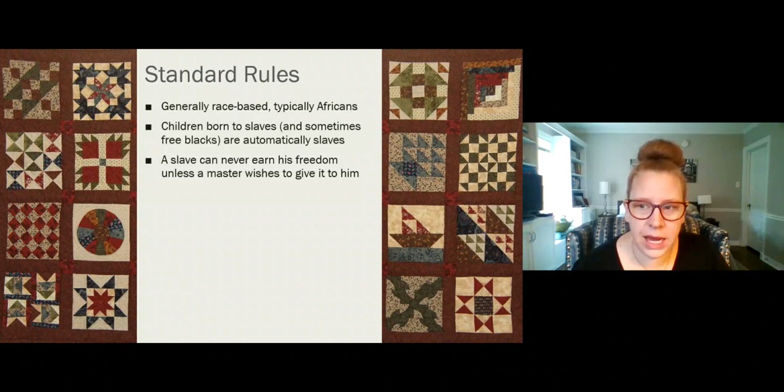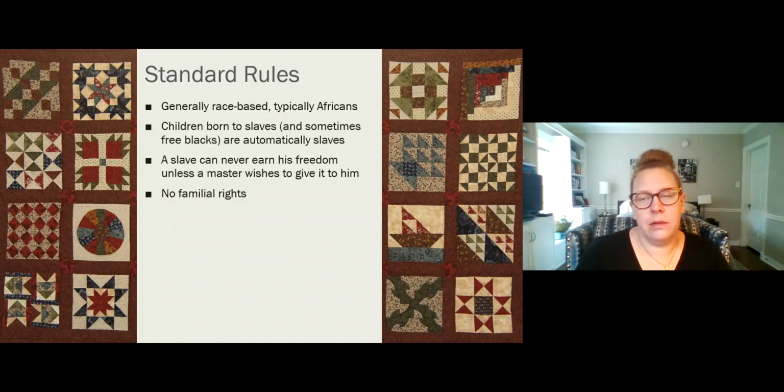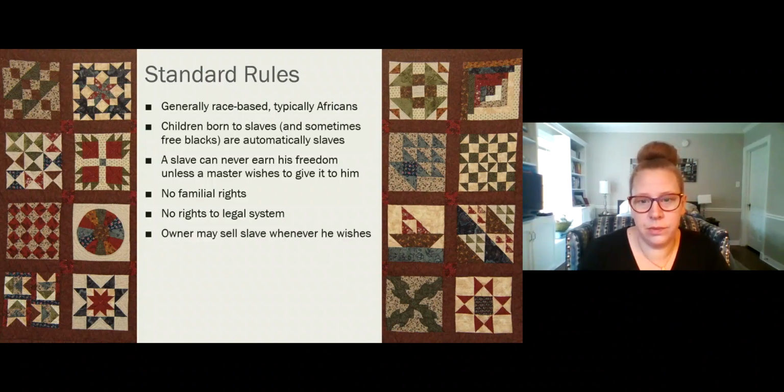By the way, the background of this slide is a quilt that's actually a map of the Underground Railroad, which of course is the most famous way in the United States. People ran away. And it had to be in all kinds of symbols because, of course, it's very illegal to have a map of the Underground Railroad. You had no familial rights. Families had no right to stay together, to have your child, to have your spouse, nothing like that. You couldn't appeal to the legal system. You couldn't really go to court. And the owner could sell you whenever he or she wished, okay?